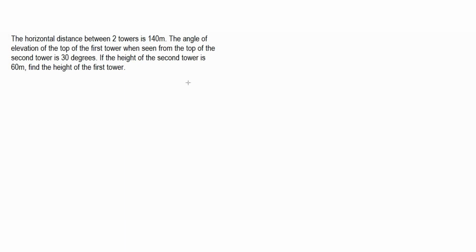So imagine that you are standing on the top of the second tower. If you stand on the top of the second tower to see the top of the first tower, you are experiencing an angle of elevation of 30 degrees. Again, let me repeat. When you stand on the top of the second tower, so assume that this is the second tower and this is the ground. When you stand on the top of the second tower, that is at this point, at the point A, to view the top of the first tower, you experience an angle of elevation of 30 degrees.